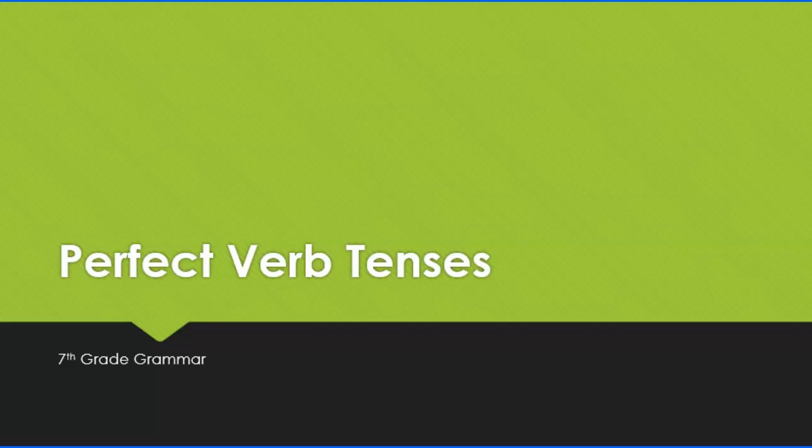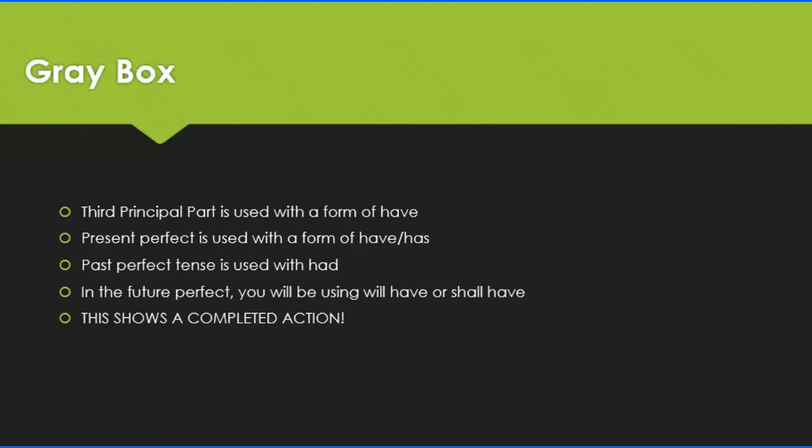Now, in the past, you've learned that there are 3 tenses for verbs. There's past, present, and future. However, in the English world, there are actually 6 tenses, and we are going to learn about the other 3. And let's get started by looking at our gray box.